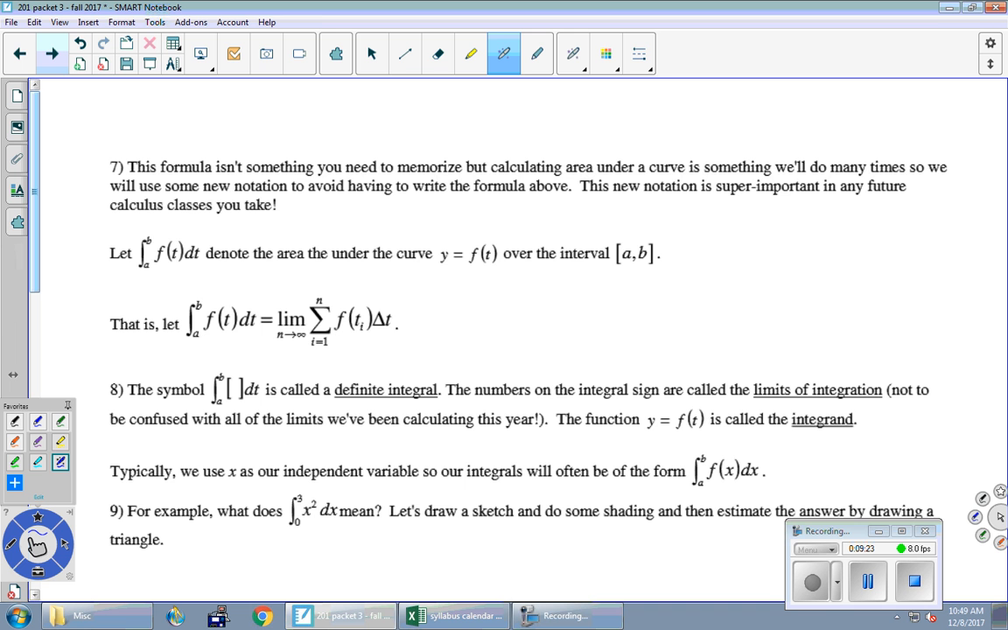So this formula isn't something you need to memorize, but calculating area under a curve is something we'll do many times in the last week here, and then a bunch next semester in Calc 2. So we'll use some new notation to avoid having to write the formula above, because that's kind of a mess to write down. And so all we're going to do is come up with new symbols, shorter symbols than the ones that are on the previous page, okay?